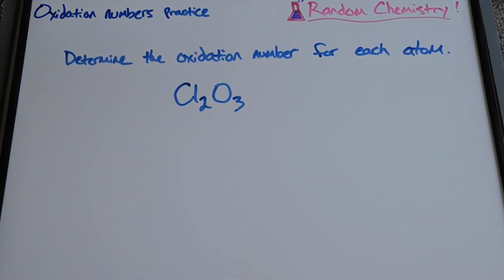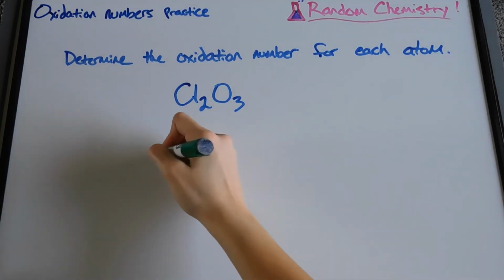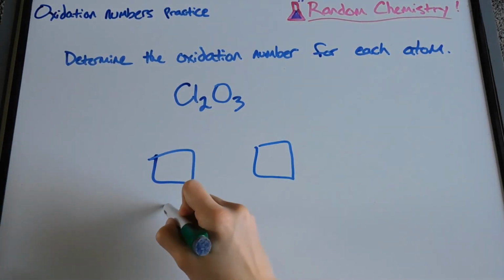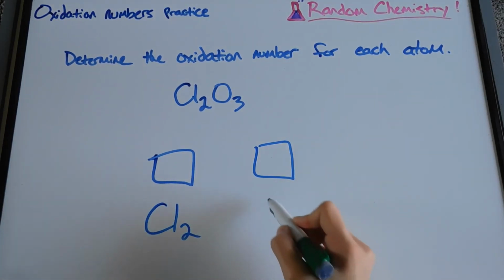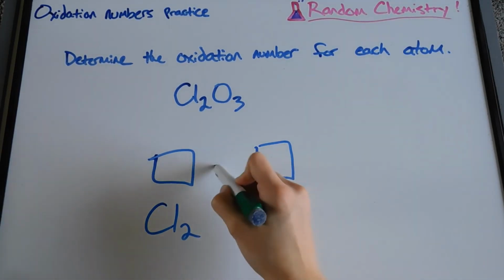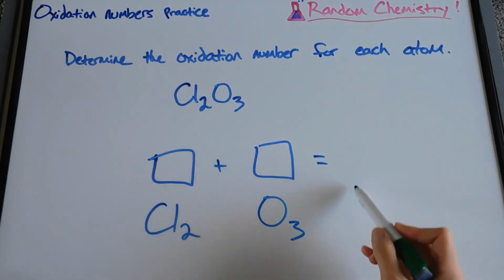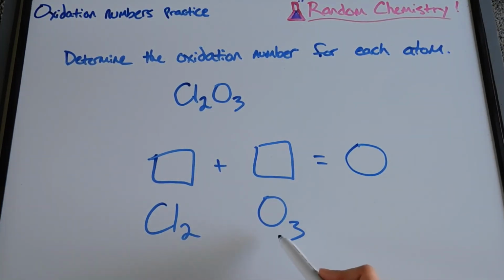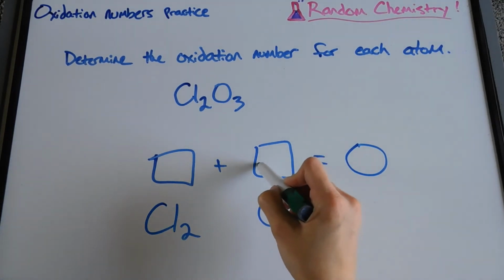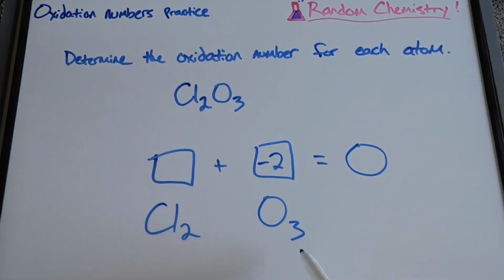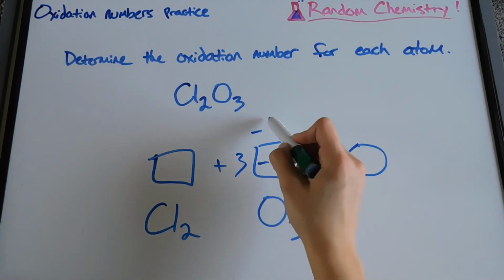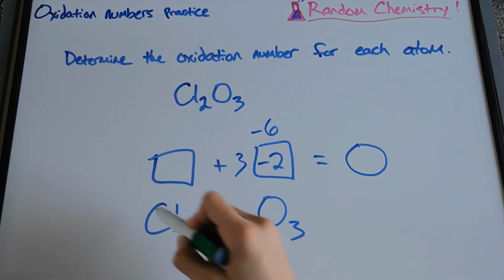Alright, let's do one more example. Cl2O3. I'll draw my box for each atom. It doesn't have a charge, so the oxidation numbers are going to add up to equal 0. Oxygen typically has a -2 oxidation number, but I need to multiply it by 3. So that's going to give me -6.